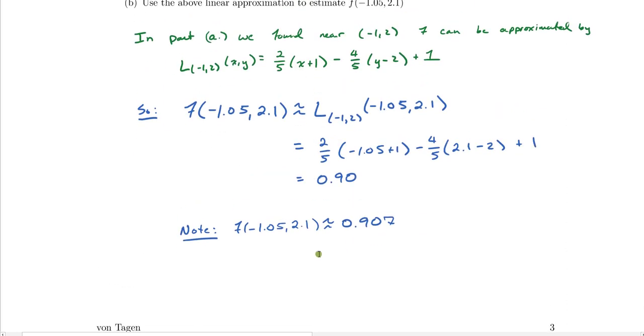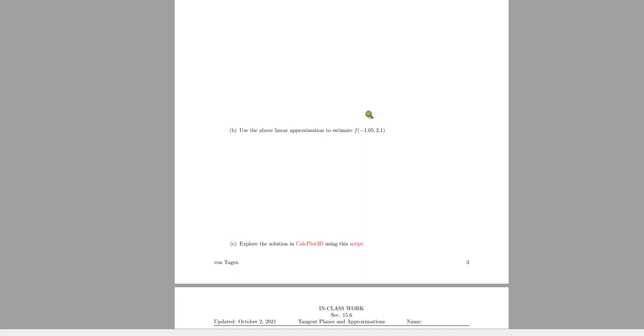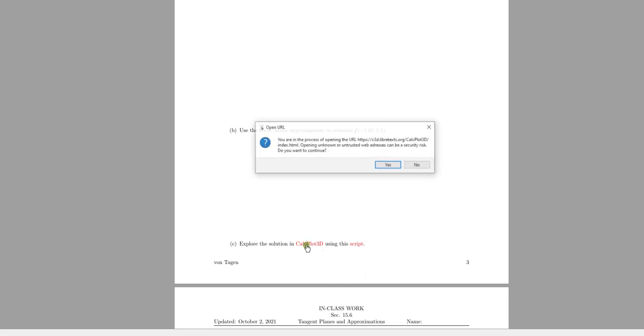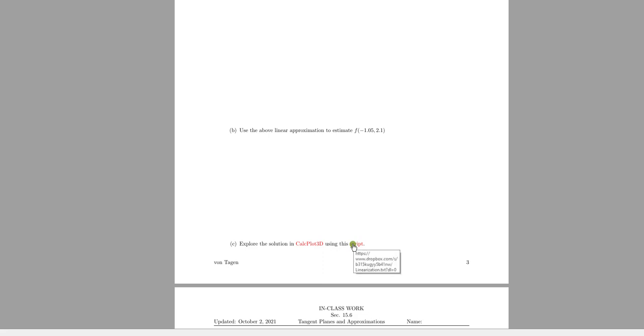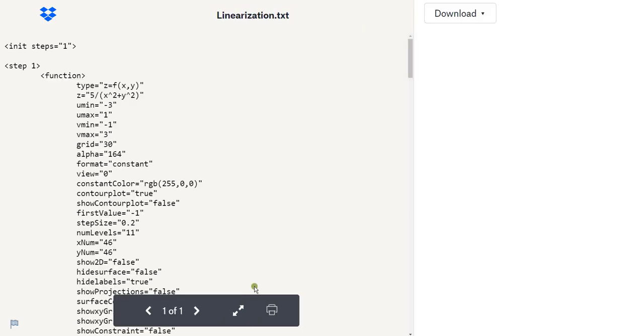So the next thing I did is, you'll see on your version of this, there's a place to click for CalcPlot 3D. Here's where we can click the CalcPlot 3D. So actually, before we go to CalcPlot 3D, let's first download the script. So you click on this link here. It'll take you to the Dropbox file of the script.